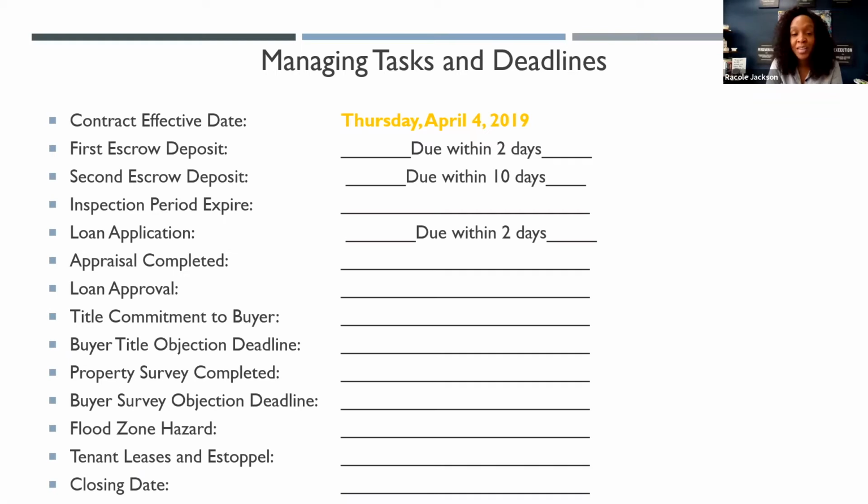So if you're using your phones, take your calendar and roll the clock back to April 2019. And I want you to just jot down really quickly. Hopefully you're not driving. It's okay to just listen. But if you're stationary, I want you to jot down really quickly 3 dates for me based on our hypothetical contract. I want you to jot down the date that the first escrow deposit is due pursuant to the contract, due within 2 days. The second escrow deposit is due within 10 days. And then the loan application is due within 2 days of the effective date. Our effective date is April 4th, 2019.